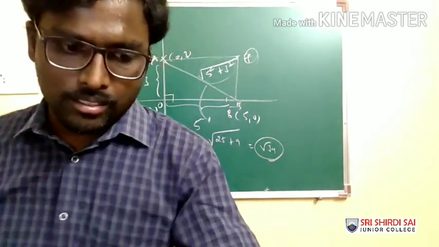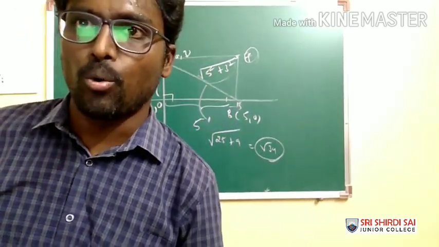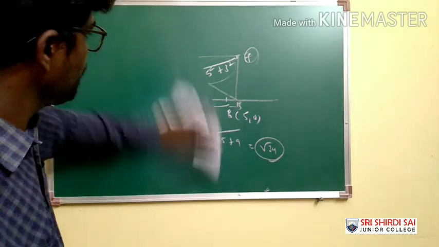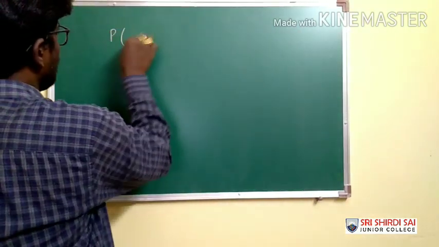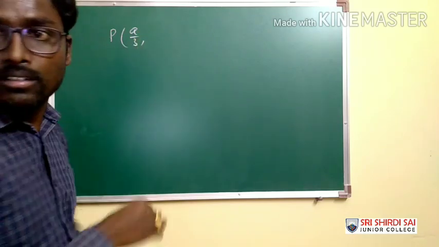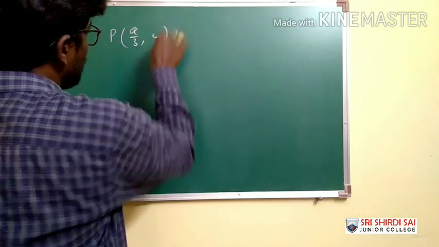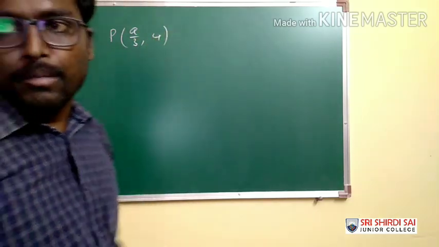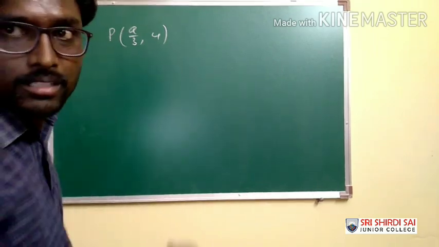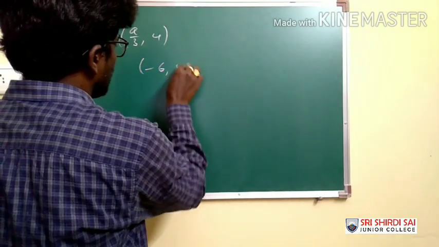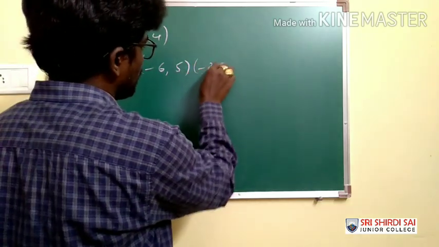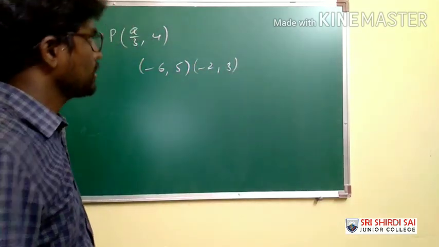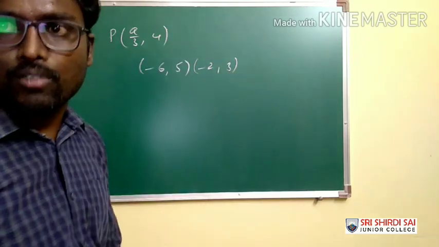If P, a by 3 comma 4, sorry, a by 3 comma 4, is the midpoint of the line segment joining minus 6 comma 5 and minus 2 comma 3, then what is the value of A?